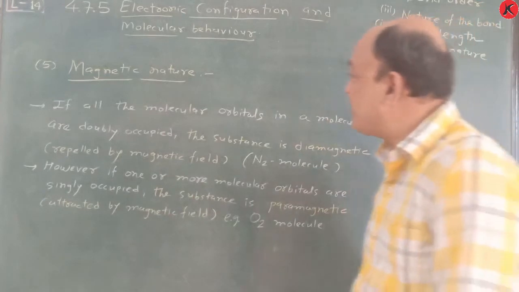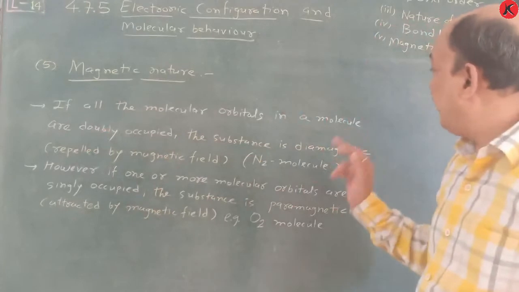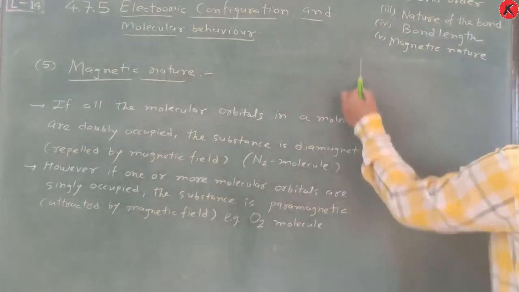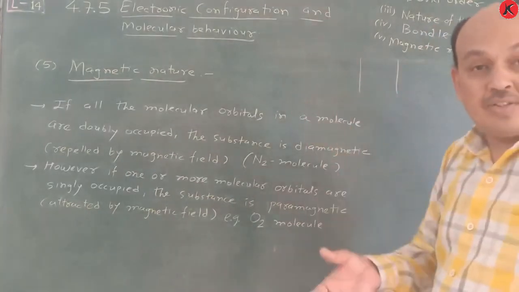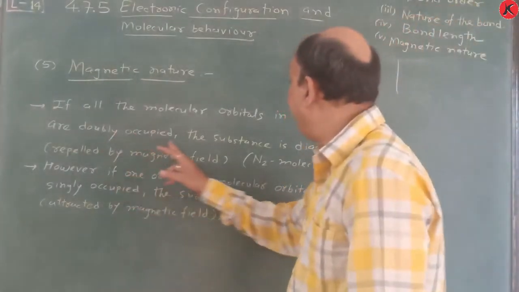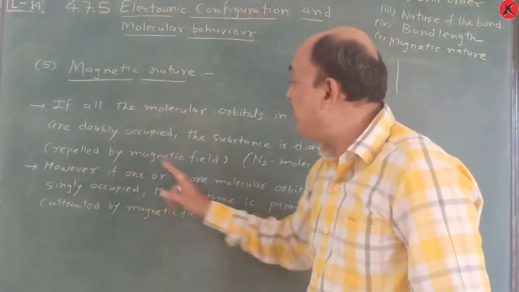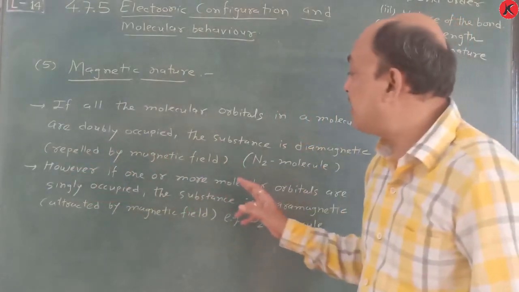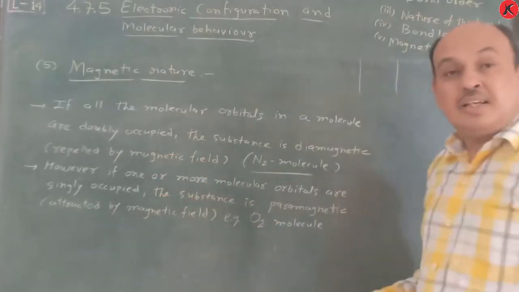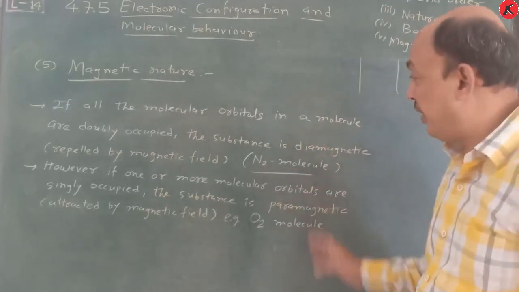This is a very easy topic once again, and it carries half marks also. Remember this one. If all the molecular orbitals in a molecule are doubly occupied, that means two paired electrons are present, the substance is diamagnetic, repelled by magnetic field. Remember, repelled by magnetic field. An example is N2 molecule. That one we'll see later on, don't bother, because we have to draw the molecular orbital diagram of N2 molecule.